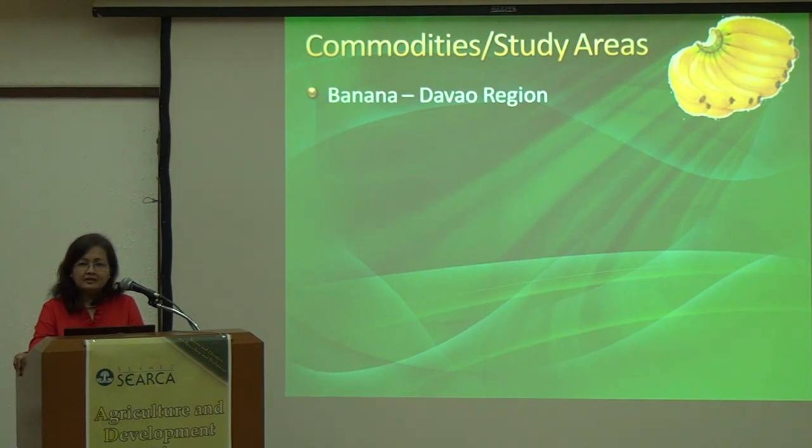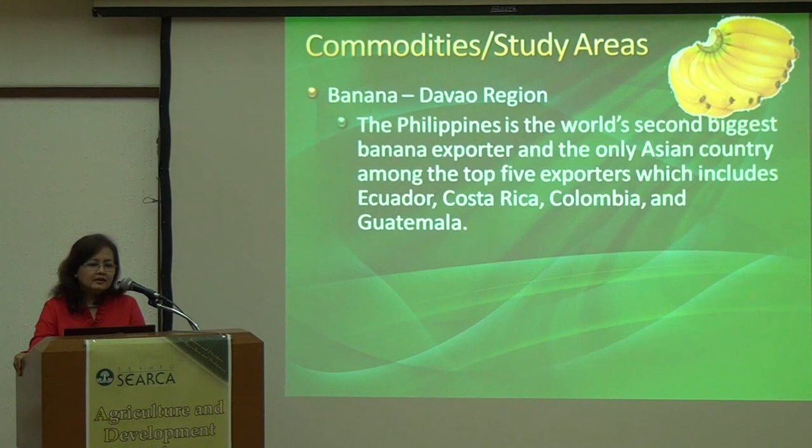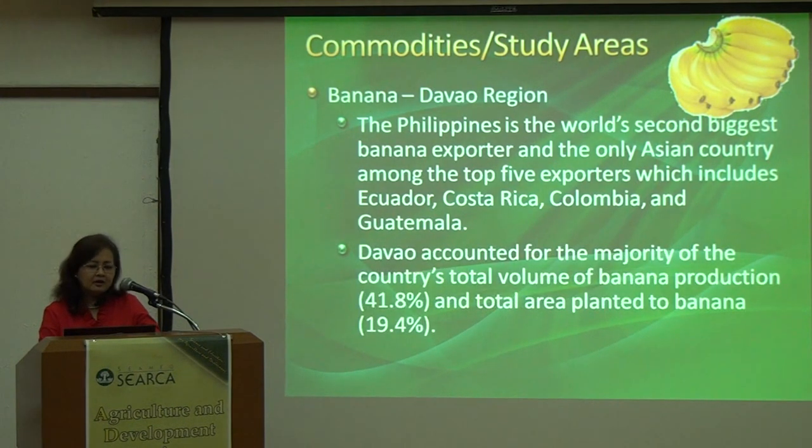Banana from the Davao region. The Philippines is the world's second biggest banana exporter, and the only Asian country among the top five exporters. That's why we chose banana. And we chose Davao region because it accounted for the majority of the country's total volume of production and the total area planted to banana.